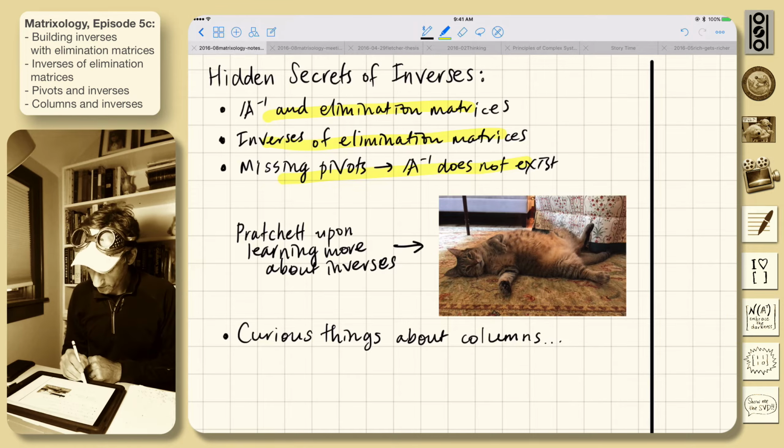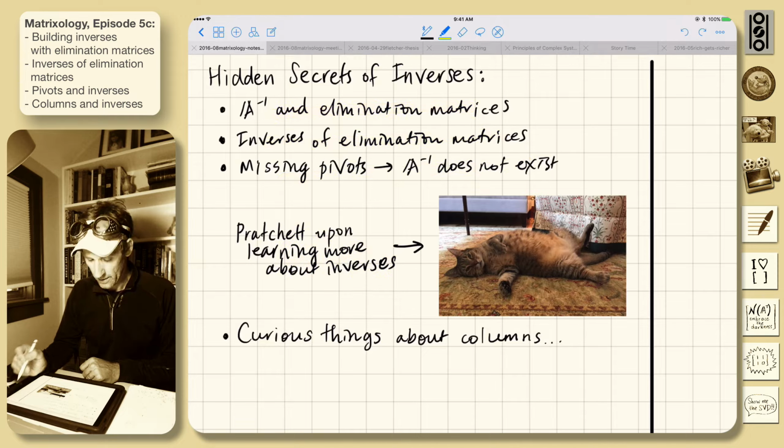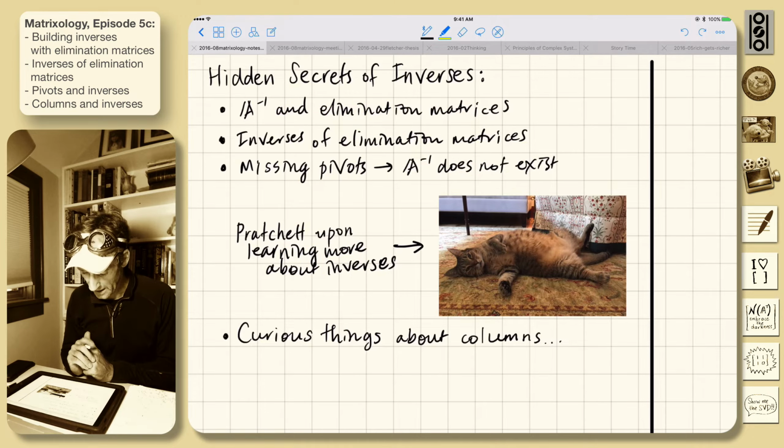This is our cat Pratchett. He's very excited about inverses, matrices in general, as long as there are treats involved.